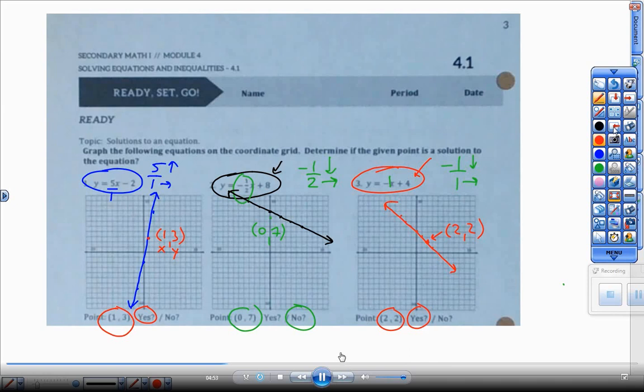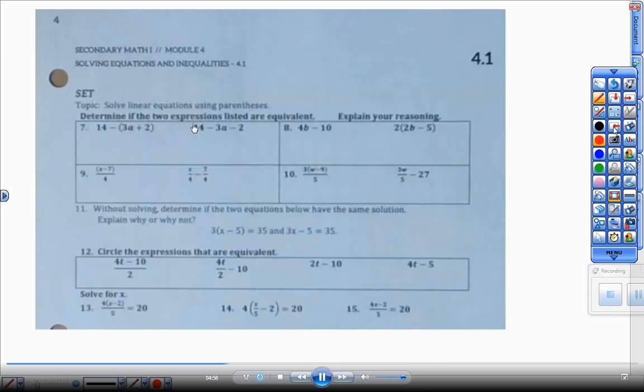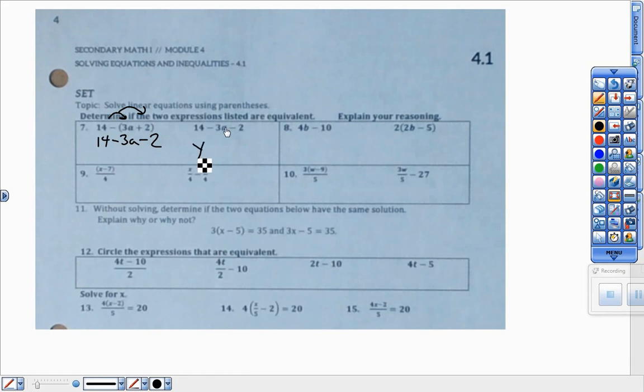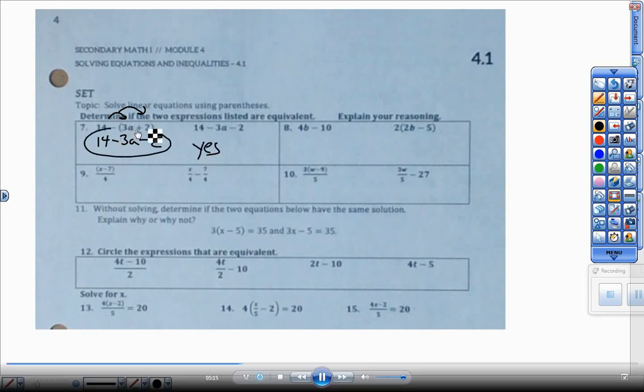These ones are seeing if they're equivalent or the same. So for me to tell, I got to do a little bit of work. I'm going to distribute this negative to make that 14 minus 3a minus 2, and I could clearly see again these are the same, they are equivalent, which means these two expressions, even though they look different, the original ones here, they are equivalent. That one is equivalent to that, even though they look different. Doing that little bit of work proves that they're exactly the same.